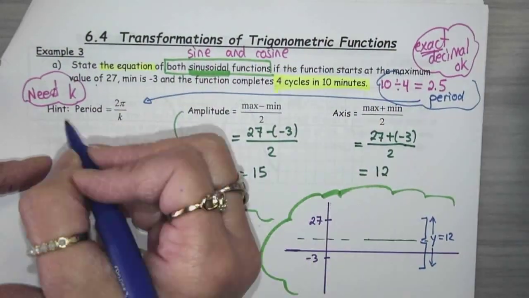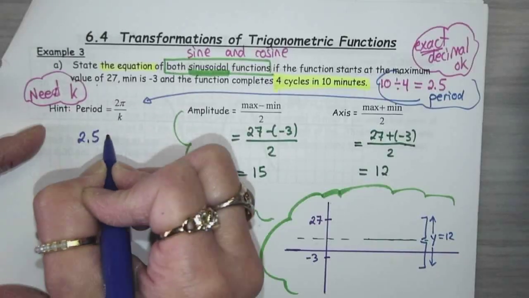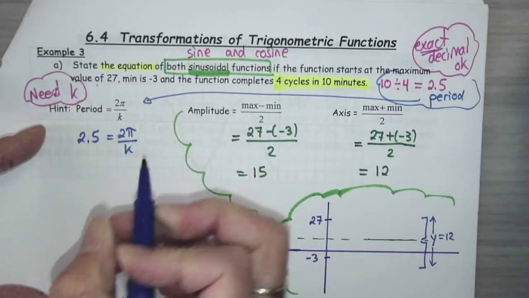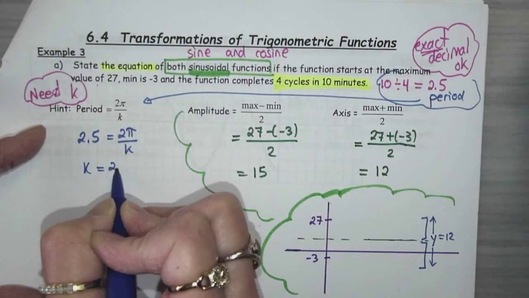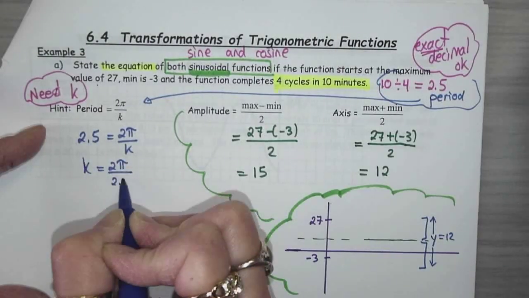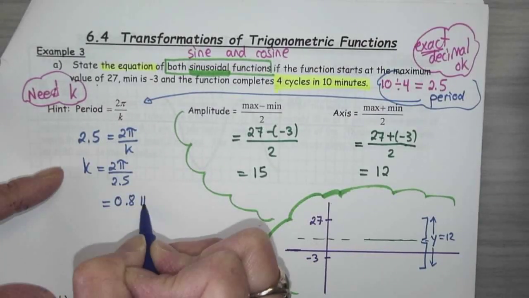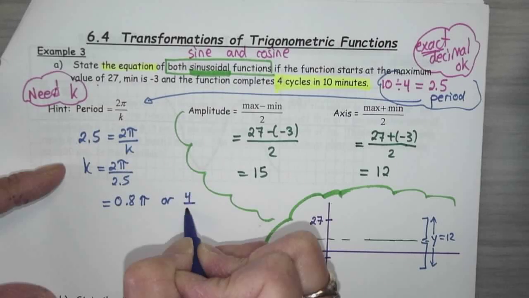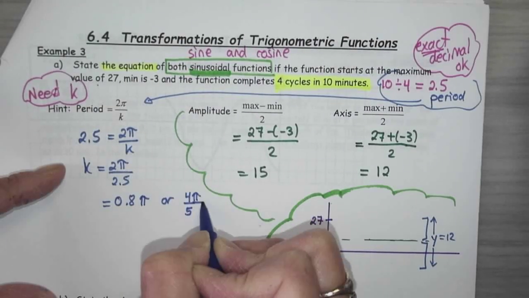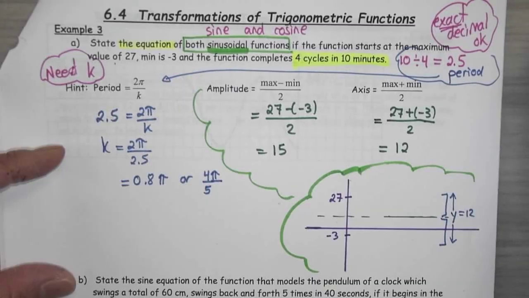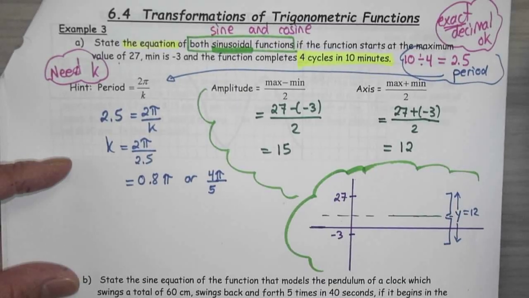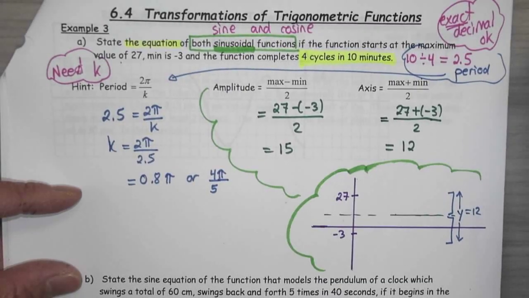So then you go over here. We're going to go 2.5 equals 2 pi over k. Switch those. K equals 2 pi over 2.5. And that gets me, you can either do 0.8 pi or 4 pi over 5. I don't care either one, they're both exact. I'll accept exact decimals as long as they're exact. If it's a third and stuff, you can't do 0.3333.